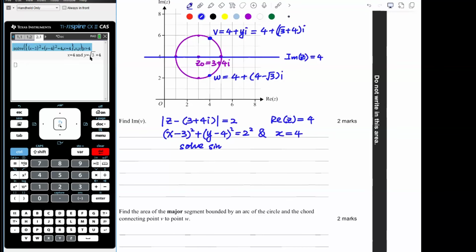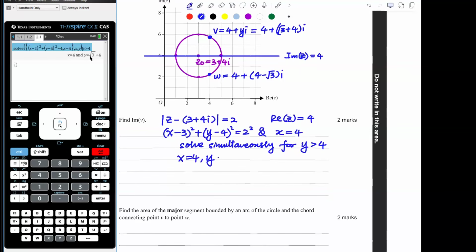Solve simultaneously for y greater than 4. x equals 4, y equals root 3 plus 4. To answer the question, I will write imaginary v equals root 3 plus 4.